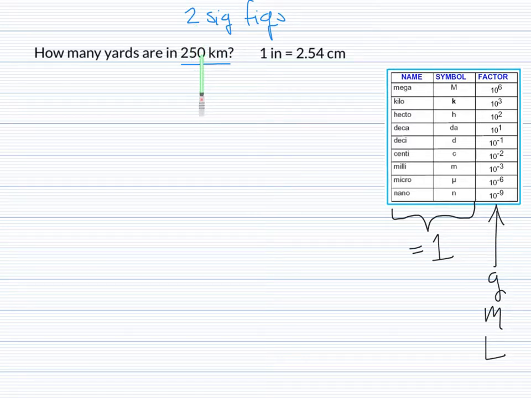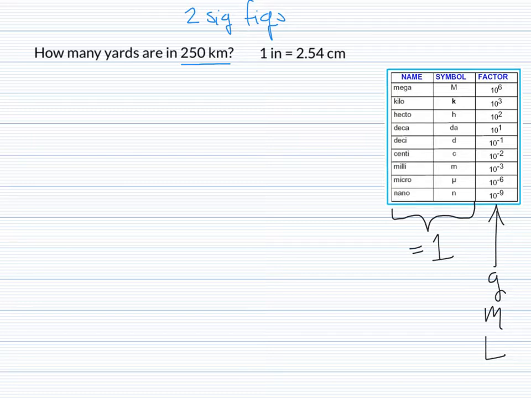This 0 is not very significant. It's possibly a rounded number, only because that 0 value doesn't really matter so much. It's about 250 kilometers. We don't need to get into any more detail according to this value. So our final answer is going to have 2 sig figs, and that's important to keep in mind as well.